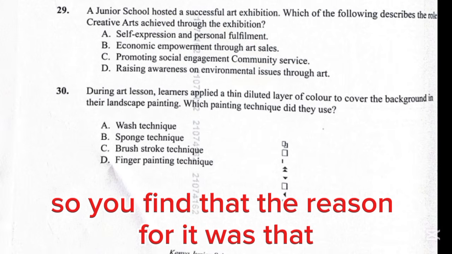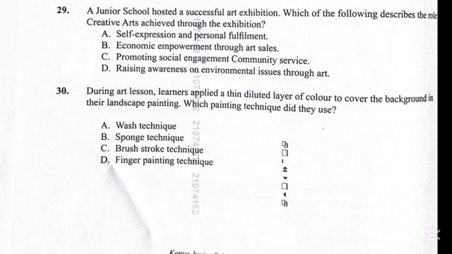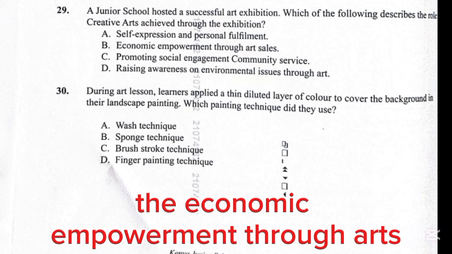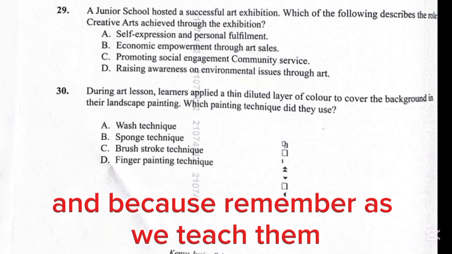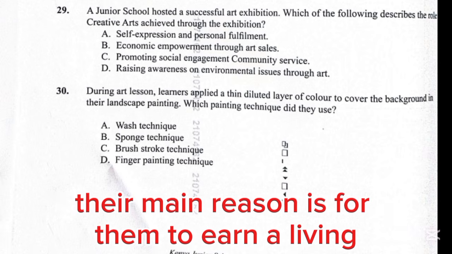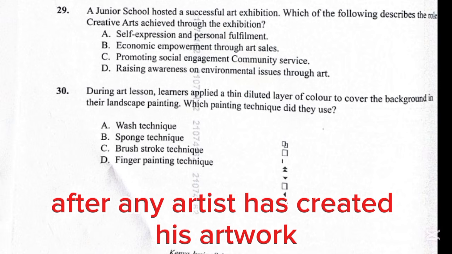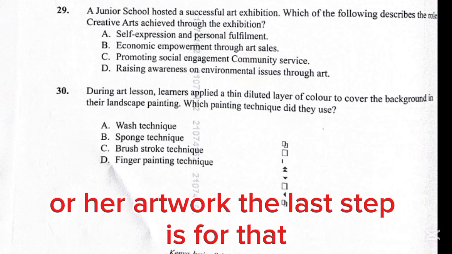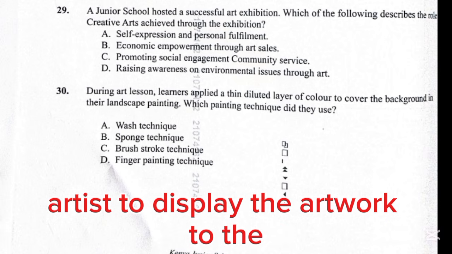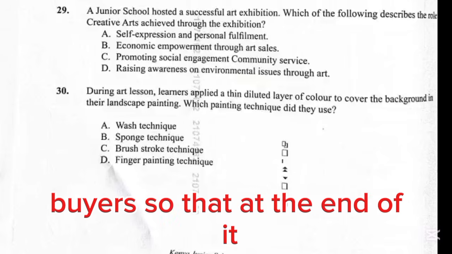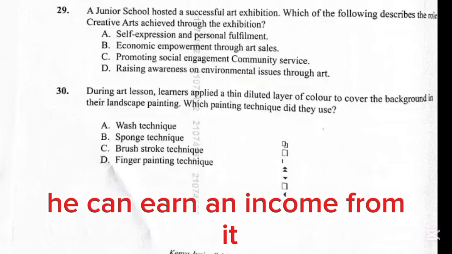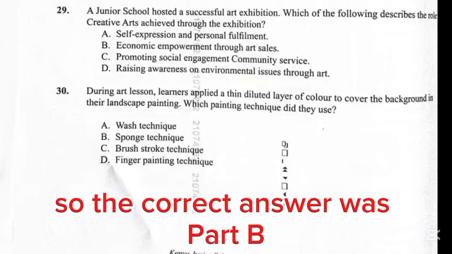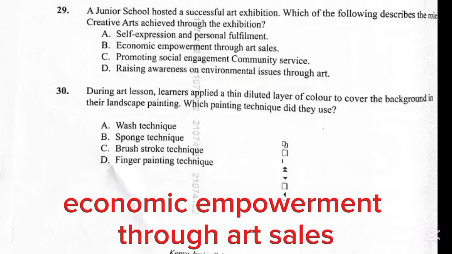So what was the reason? So you find that the reason for it was the economic empowerment through art sales. Because remember, as we teach them, those will be choosing the art pathway. Their main reason is for them to earn a living through the artwork. So after any artist has created his artwork or her artwork, the last step is for that artist to display the artwork to the buyers, so that at the end of it he can earn an income from it. So the correct answer was part B, economic empowerment through art sales.